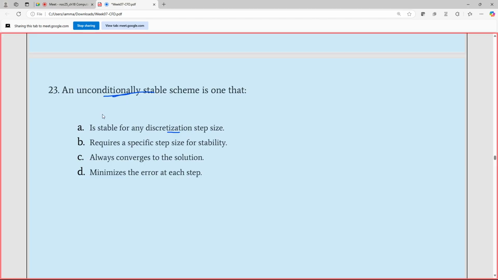The answer is option A. You have known this stability criterion is mostly based on the Courant-Friedrichs-Lewy condition, where we will be changing the step size to make the scheme more stable. But for an unconditionally stable scheme, we don't have to adjust the step size to make the scheme stable. Such a scheme is called an unconditionally stable scheme.